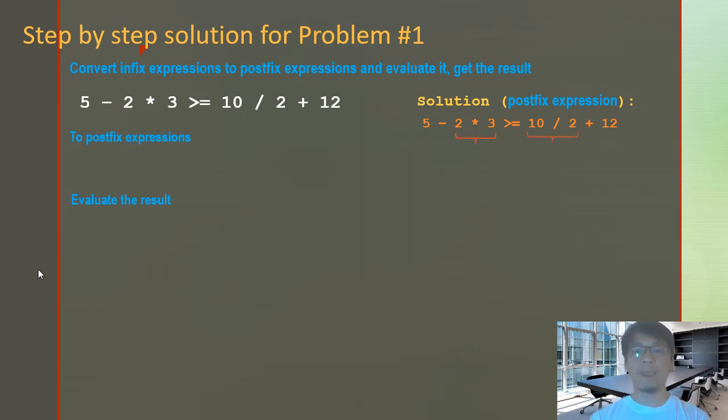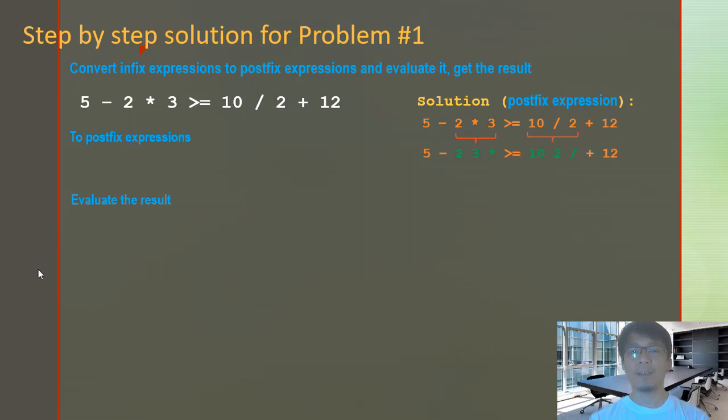Now, as in your previous topic, we move the operator to the right if it is postfix. Like we have here 2 times 3, meaning the operator asterisk, or multiplication, will be moved to the right. And the division symbol will also be moved to the right of 2. So that is the answer.